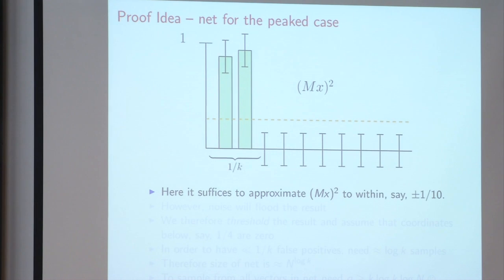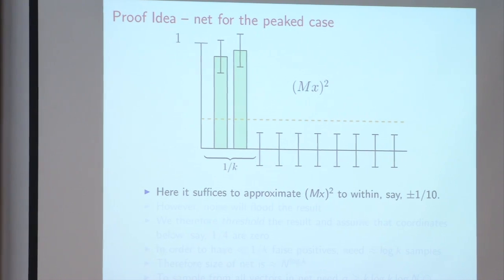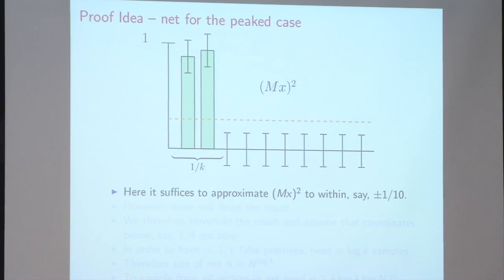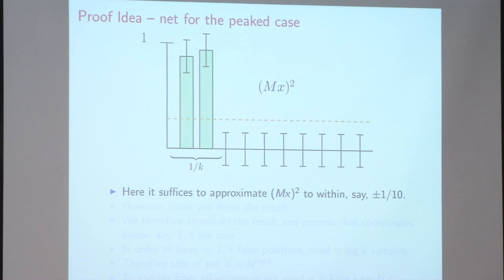One thing, though, that's going to kill me here is that if I only approximate coordinates to within plus minus 1/10, all those 0 coordinates will suddenly look like they're 1/10, and then the whole thing gets flooded by the 0 coordinates. The expected coordinate suddenly becomes, instead of 1 over k, like 1/10, because there are all those 0 guys. You see, the error bar is quite big. All the 0 guys will produce some noise. I'll be seeing the noise instead of seeing the actual signal.